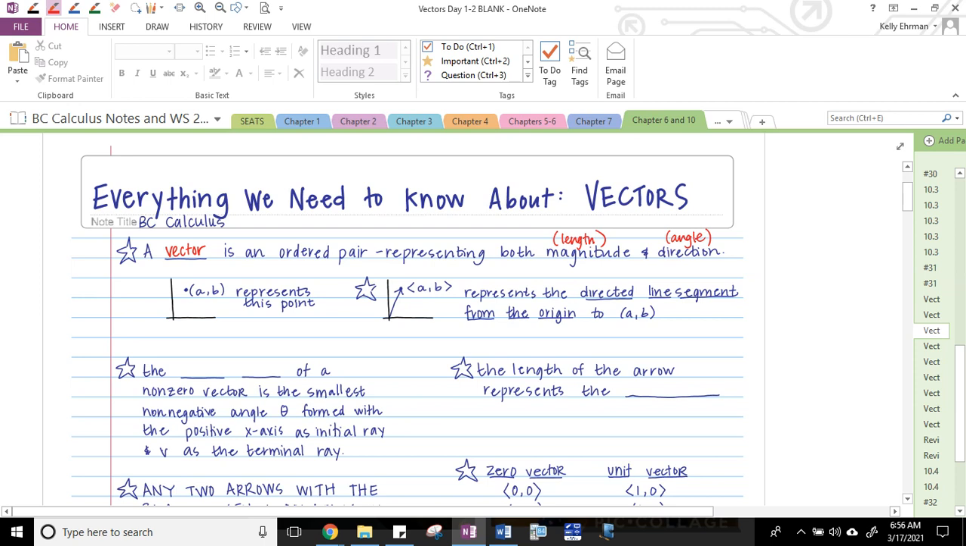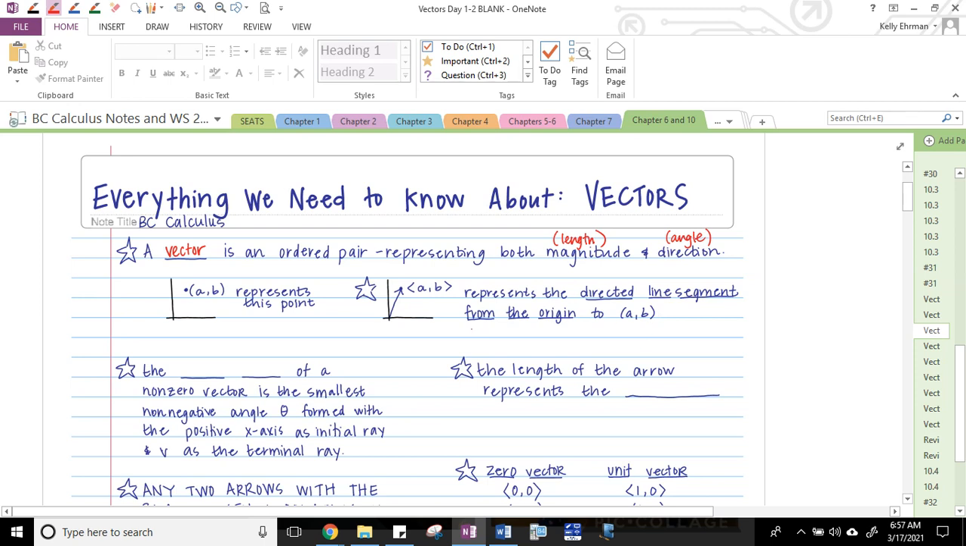So we're used to writing ordered pairs like this. The ordered pair AB would just represent this single point right here. And so what's new in this chapter is that we're drawing a directional arrow from a starting point to that final point. In this case, it's from the origin to the point AB. And so we change the notation, instead of parentheses, to be these little brackets. So that represents the directed line segment from the origin to AB.